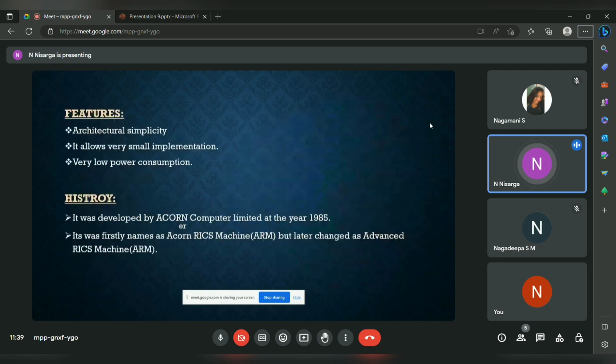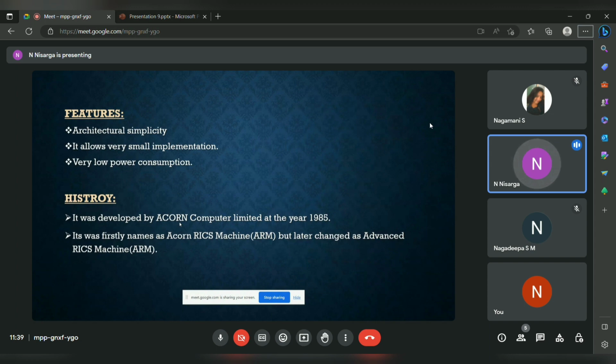Now the features. The features which make the ARM processor better than other types of processors are its architectural simplicity, because of which it allows a very small implementation, and it also allows very low power consumption.